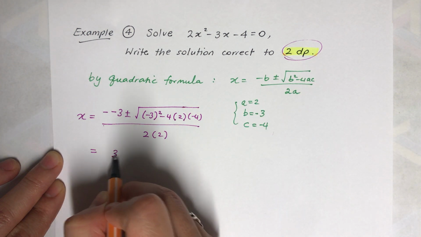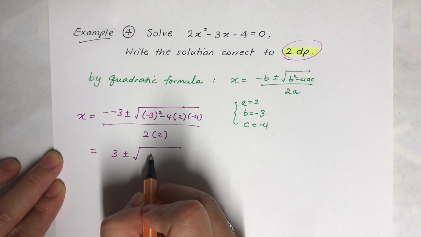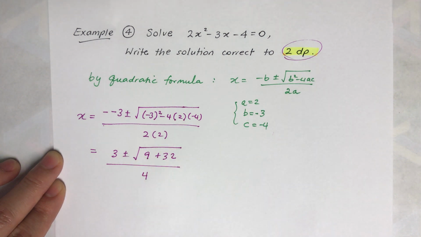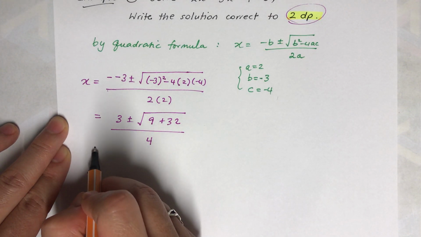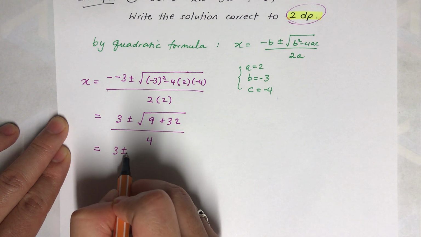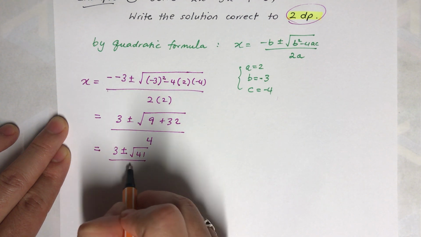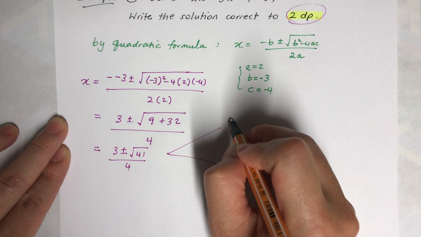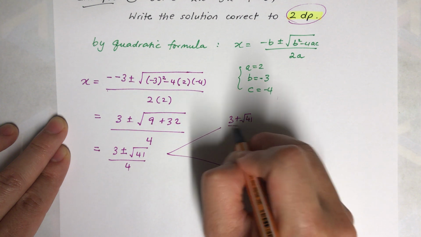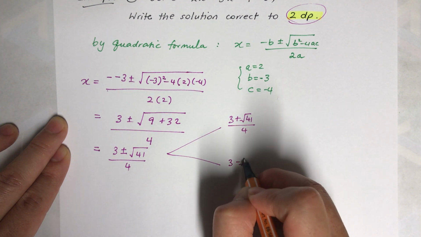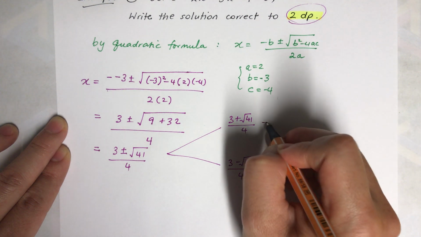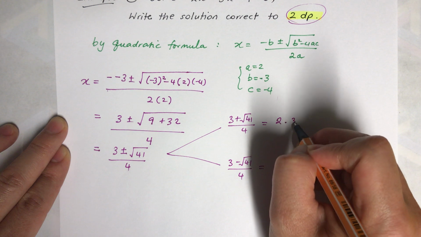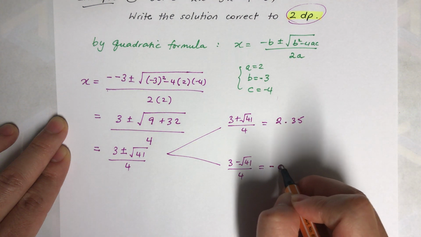And if I tidy it up a little bit, I'll get 9 plus 32 over 4. Okay, and that will give me 3 plus minus root 41 over 4. Now that is 3 plus root 41 over 4, or 3 minus root 41 over 4. Now put that in your calculator, and to 2 decimal places you'll get 2.35, and this gives minus 0.85.